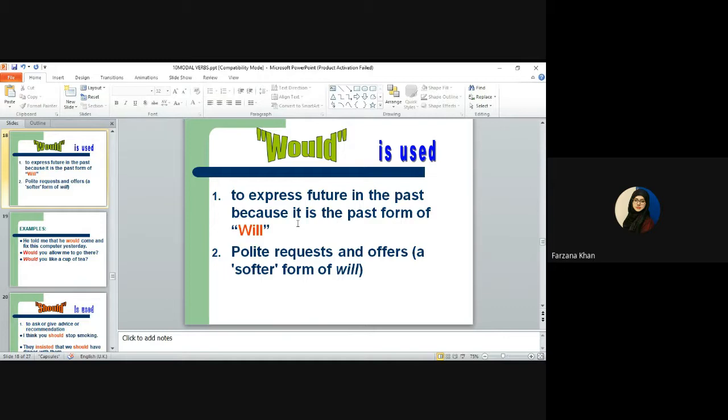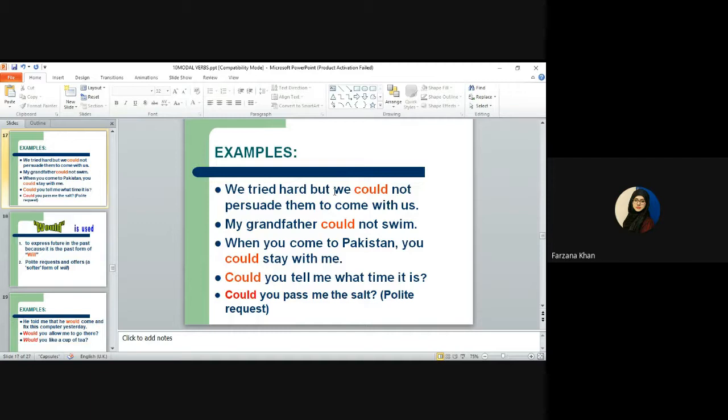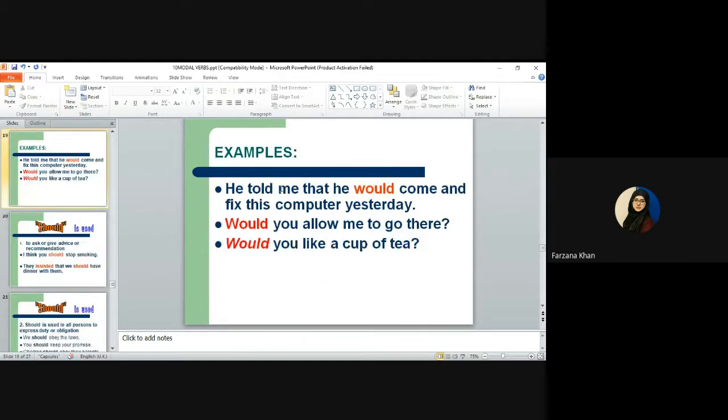So, would is also used to make polite requests and offers because it is the softer form of will. Let's first discuss how to use it in the past future. Here you can see in this sentence, he told me that he would come and fix this computer yesterday.